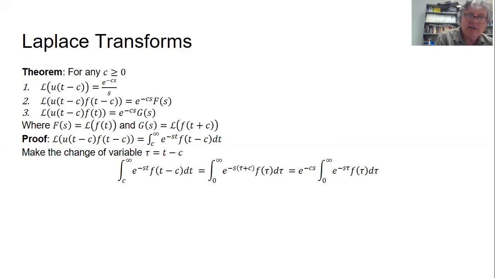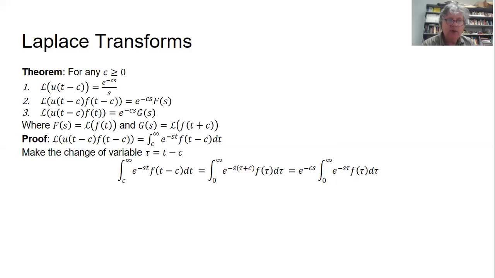Because if you take the Laplace transform of the step function times any function, then you go to the definition. The definition goes from 0 to infinity, but the step function is 0 between 0 and c. So we turn it into the integral between c and infinity. Okay? And then we make a change of variable. So we make tau equal t minus c, right?